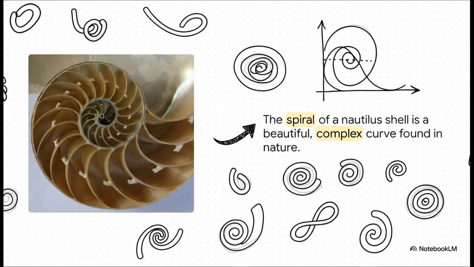Just look at this nautilus shell. It's this beautiful, intricate spiral. Now, if you tried to describe this shape with the simple y equals something with x equation, you'd have a really tough time. I mean, the curve literally overlaps itself and spirals inward. That's just a nightmare for standard functions.